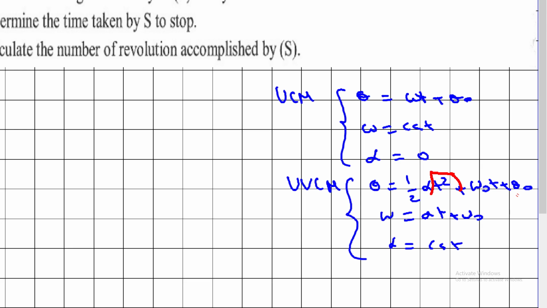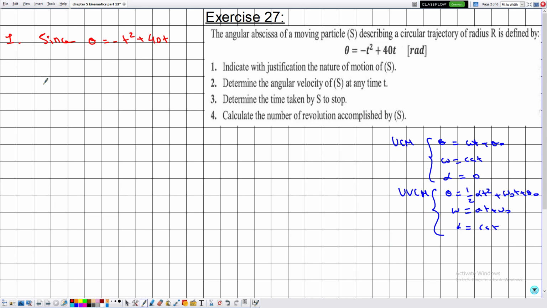Whenever it's quadratic in time, it means that it verifies the general form of UVCM: theta is equal to half alpha t square plus omega 0 t plus theta 0. Then the type of motion is UVCM.